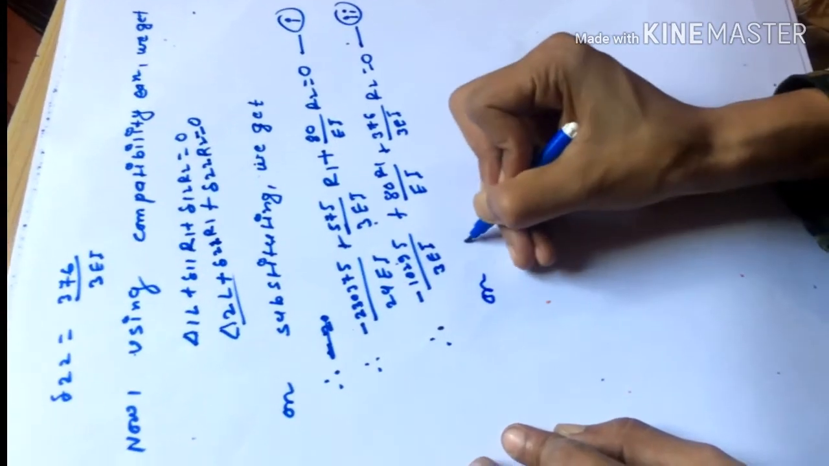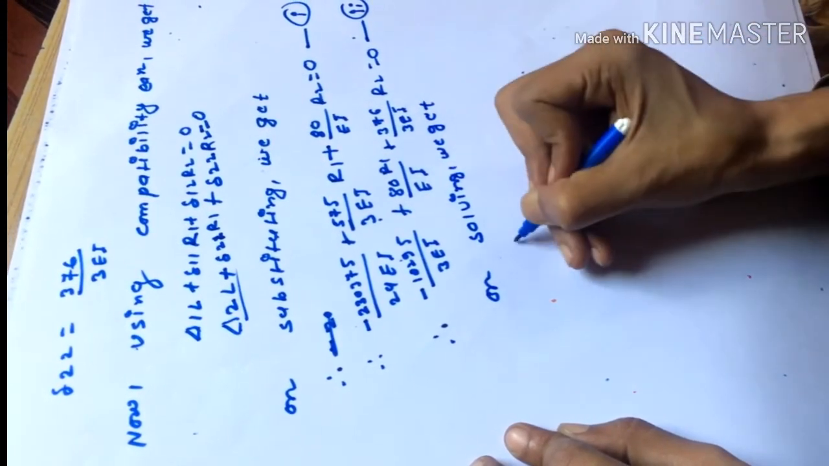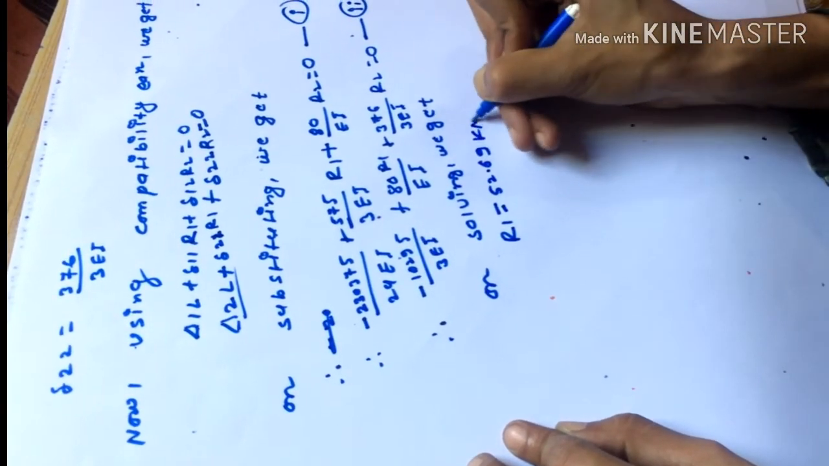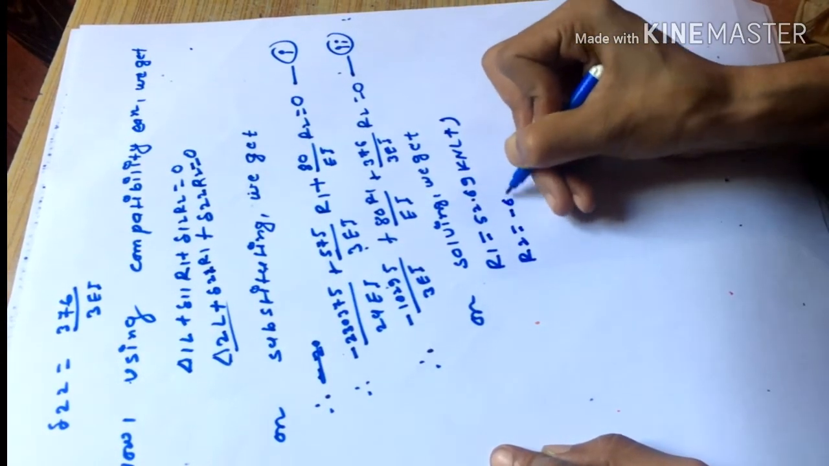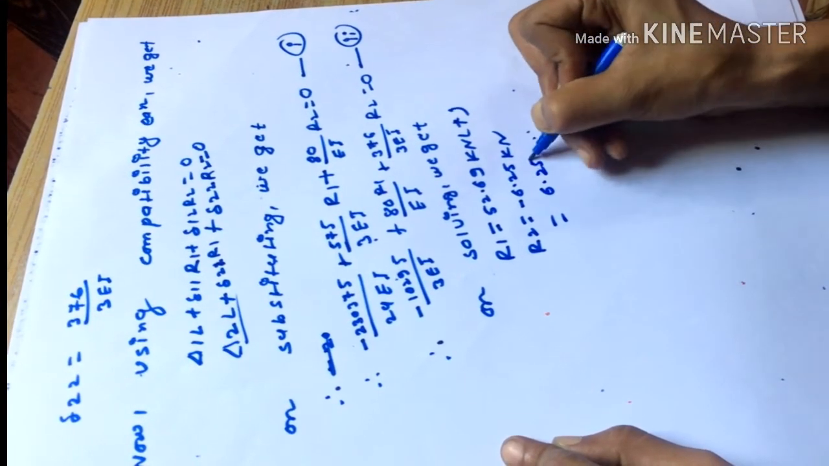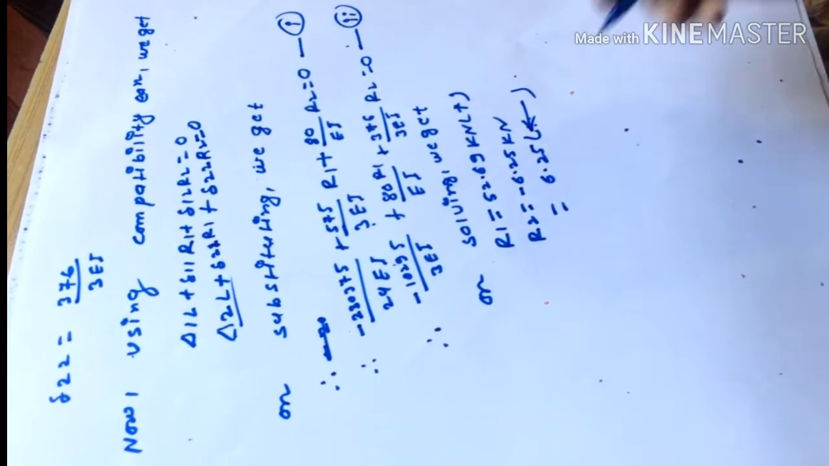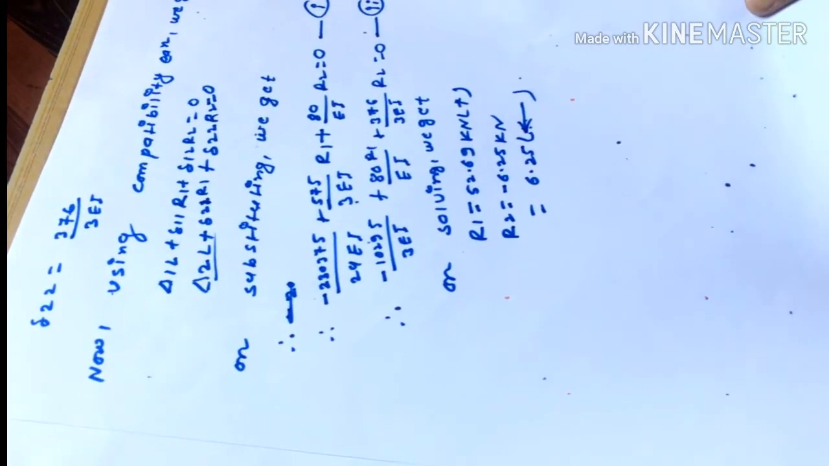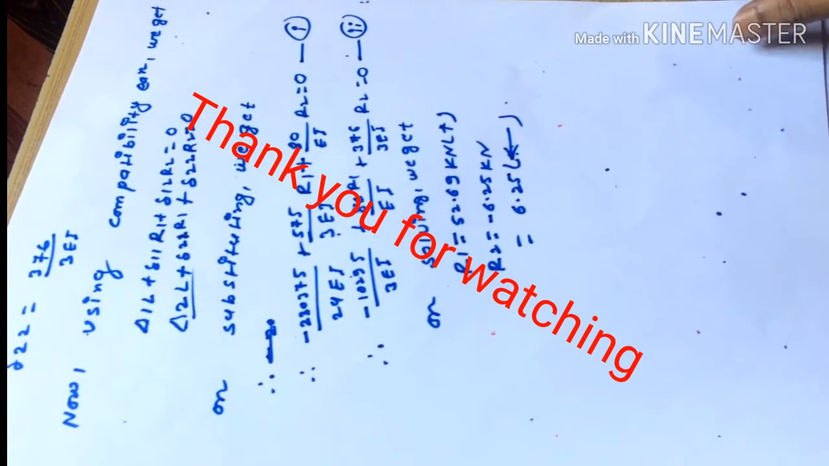On solving both of these equations, we get r1 is equal to 52.69 kilonewton and also r2 is equal to minus 6.25 kilonewton. So let us change the direction of this force to the opposite, because the sign of this reaction is negative. In this way we can calculate the reaction at support using force method. These are the basic steps of force method.